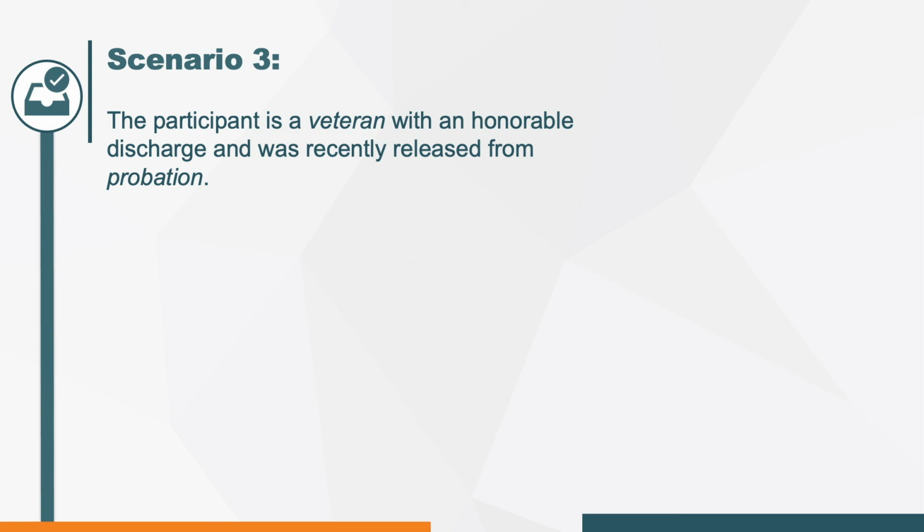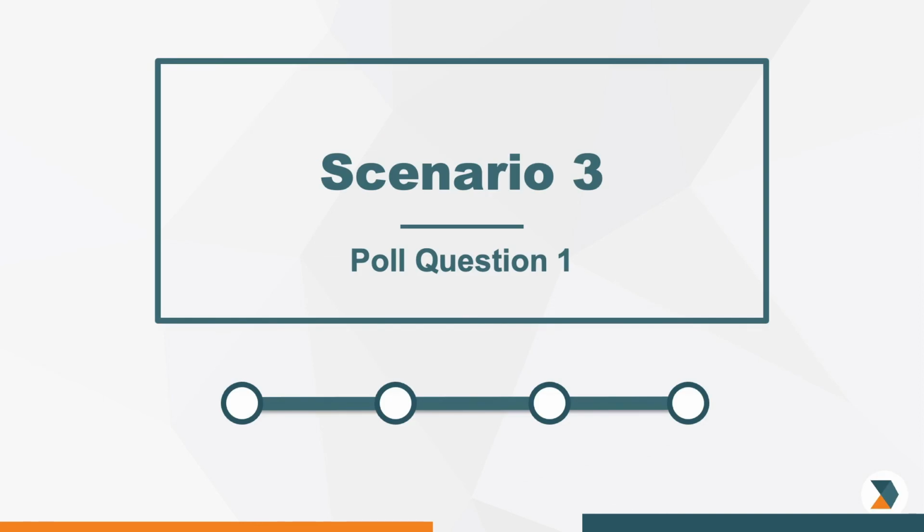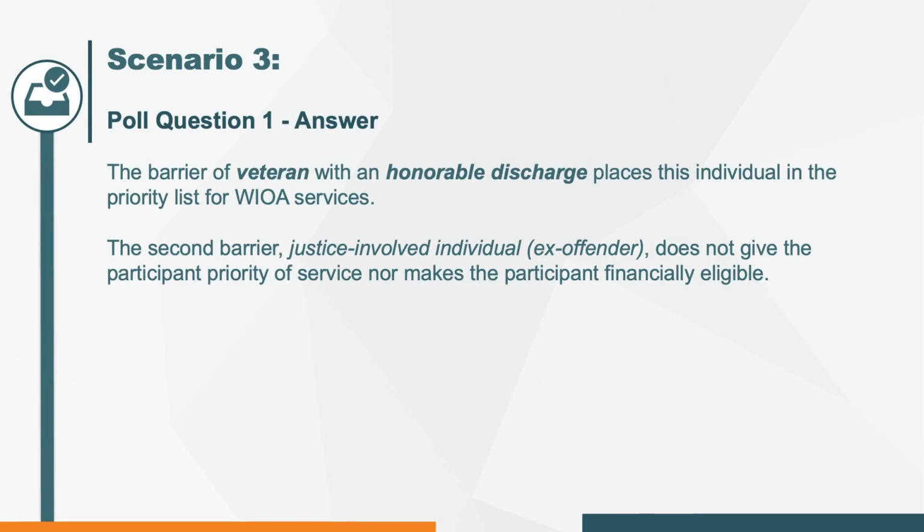Thank you. Number 3. All right, scenario 3. The participant is a veteran with an honorable discharge and was recently released from probation. And we can go into the first poll question. What barriers are more relevant for the eligibility process of this participant? Justice involved, veteran status and justice involved, or veteran status with honorable discharge? So in this scenario, the correct answer is veteran status and the honorable discharge.